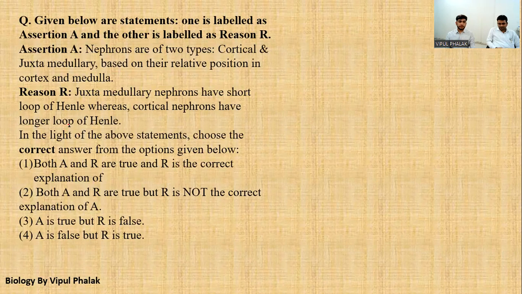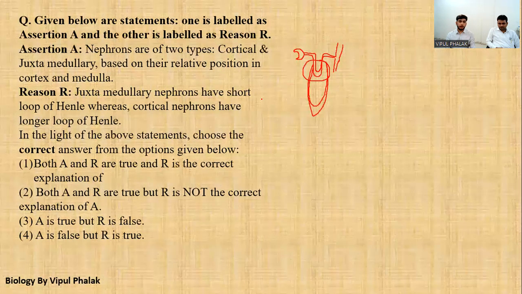Next question, an assertion reasoning question is given. For assertion, they have given nephrons are of two types, cortical and juxtamedullary, based on their relative position in the cortex and medulla. So this is the structure of nephron. Nephron is situated in cortex. So if the Henle's loop is small, it is cortical nephron, and if it elongates till the medulla, it is a juxtamedullary nephron.